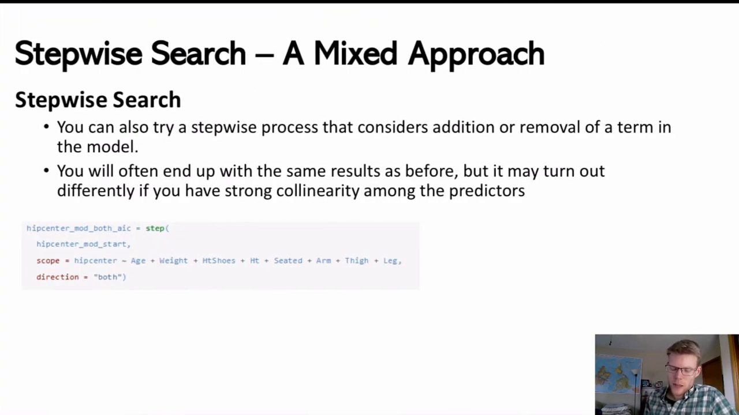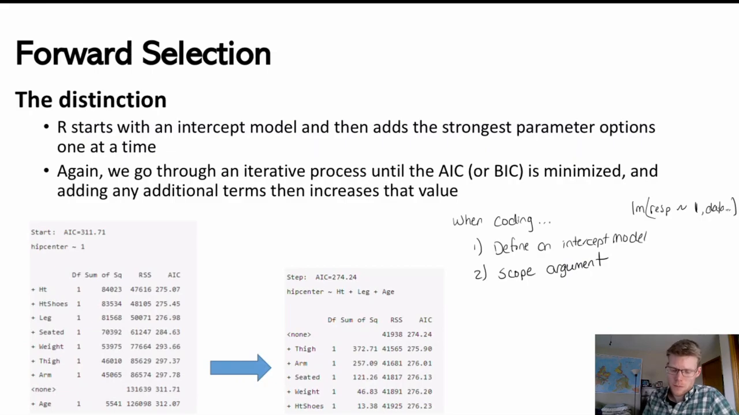And so over here, this is what's called a mixed approach or a stepwise search. And it's really the same setup as what I was talking about before. So you have to define your starting model and intercept model. And then the scope would be listing all of the terms that you'd like to be in consideration. You can say direction equals forward if you want to do forward selection. So maybe I should also add a third step here. Direction equals forward.